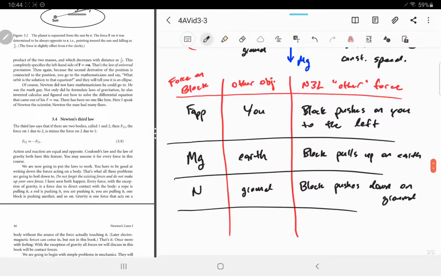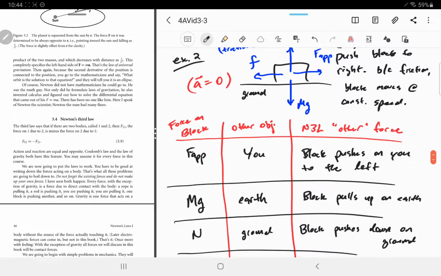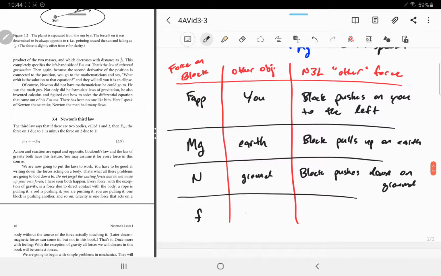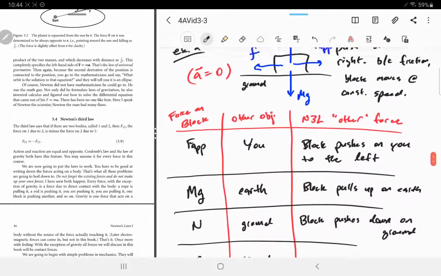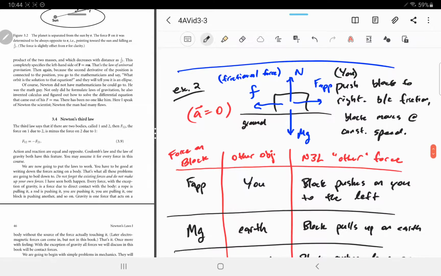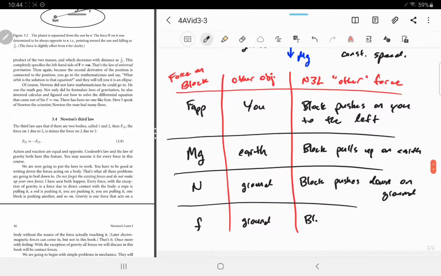And then there's one final force, the frictional force. And maybe this isn't quite so obvious yet because we haven't talked about friction, but the other object involved is also the ground. Okay, so it's the rough surface that's actually pulling to the left on the block. So if the ground is pulling on the block to the left, the block is pulling on the ground to the right. This is probably the hardest one to think about. Block pulls on the ground to the right.